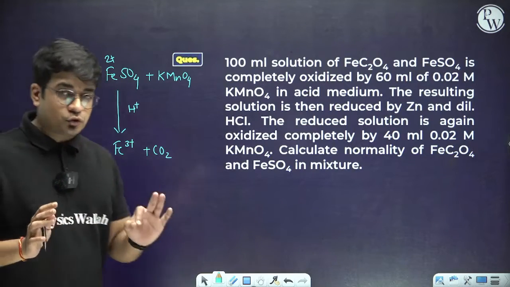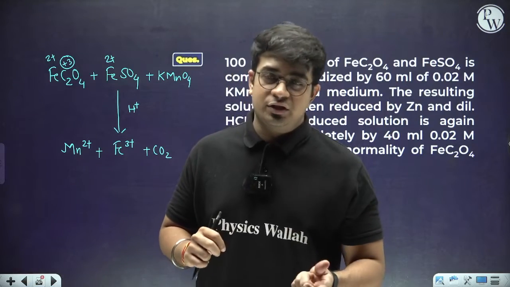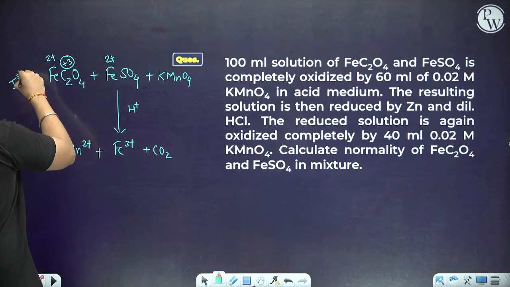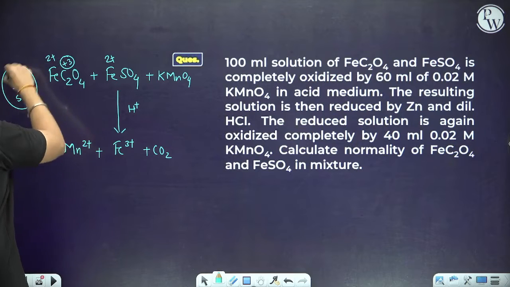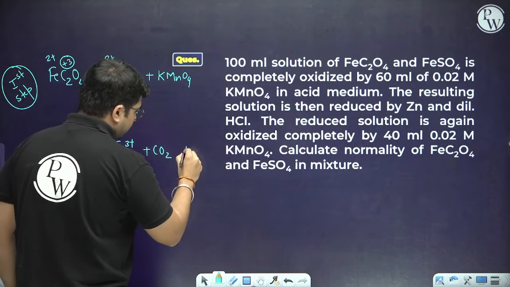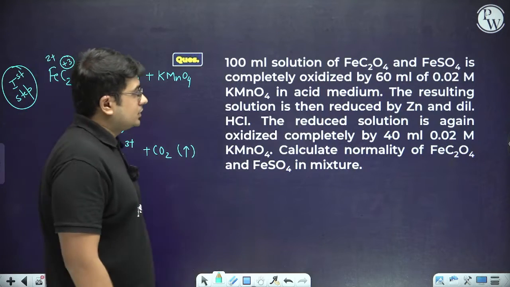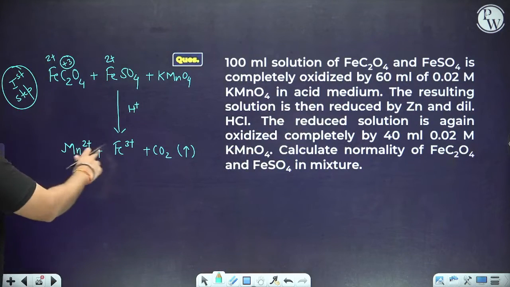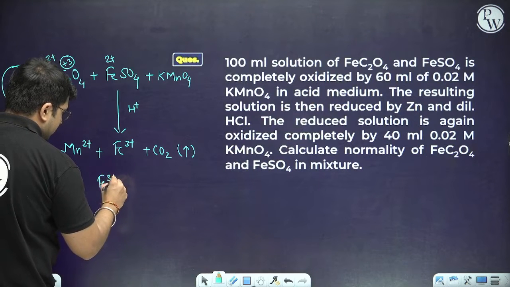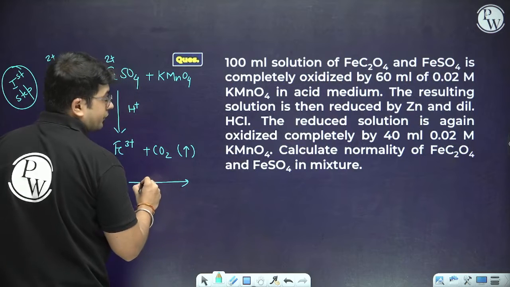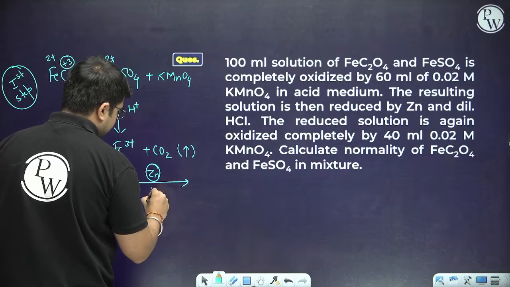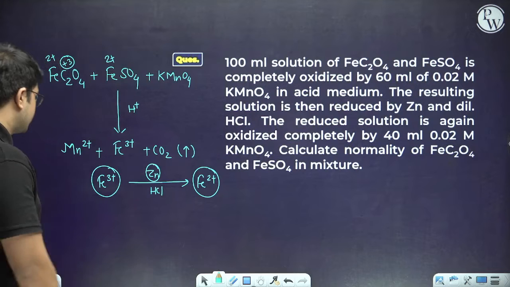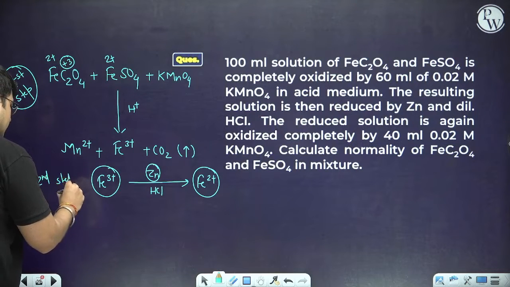These types of reactions you should know, like how to deal with this conversion. If you know this conversion, then the rest of the part is very easy. So this is the first step. Now this CO2 is a gas, so it is going to be released and evaporated. Now the second part: the resulting solution is reduced by zinc and dilute HCl. So we have now only one thing, which is Fe3 positive. This Fe3 positive is going to be reduced with zinc in the presence of HCl into Fe2 positive. This is the second step.